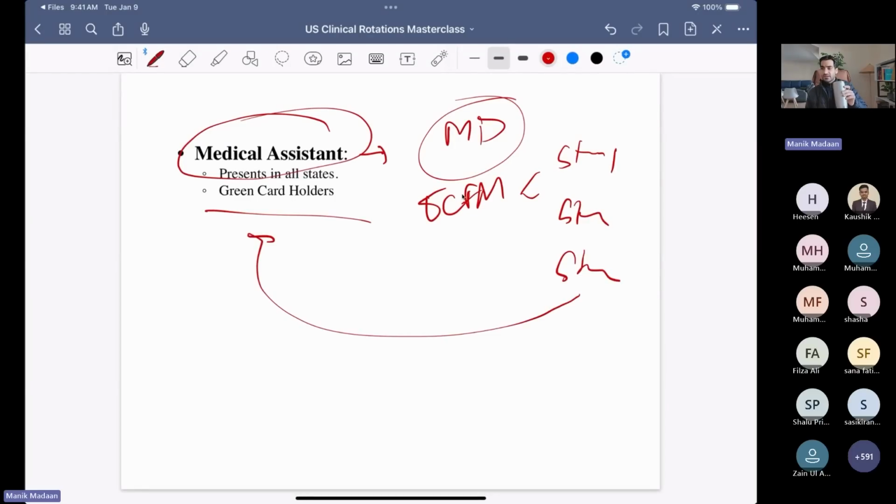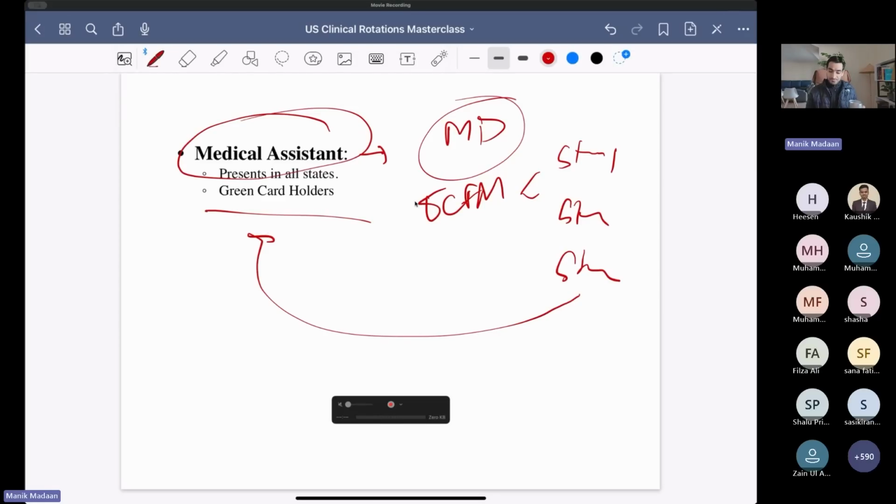Do any paid opportunity on a visa. One second, I don't know what's up with Teams. Yeah, it's okay. You have to have a green card to work as a medical assistant.